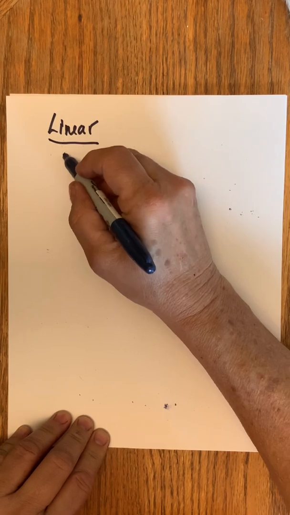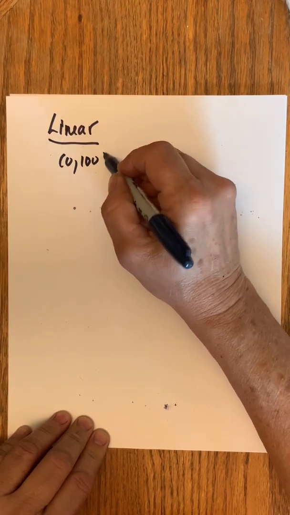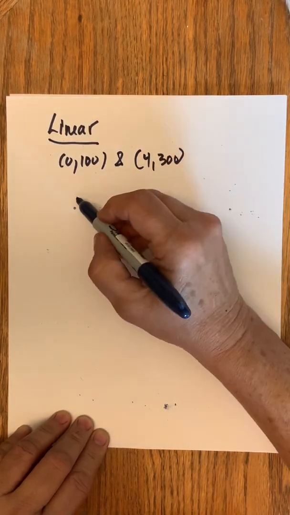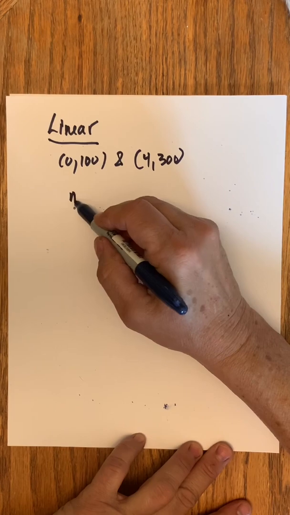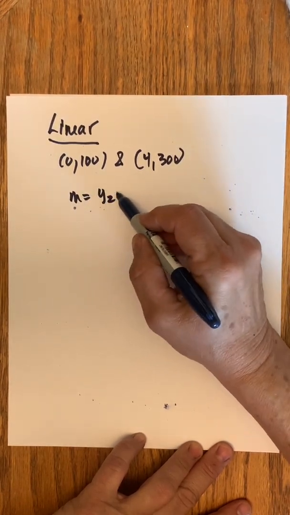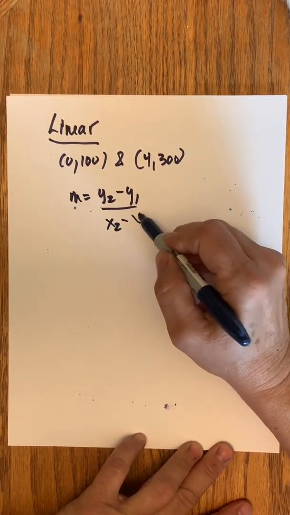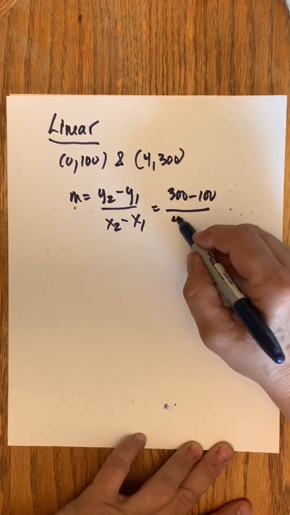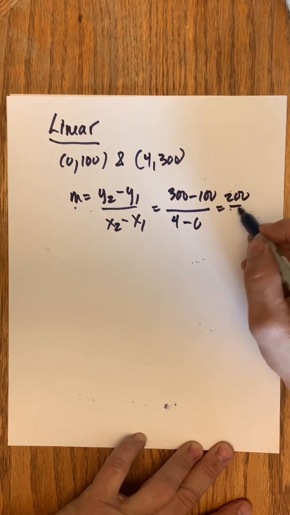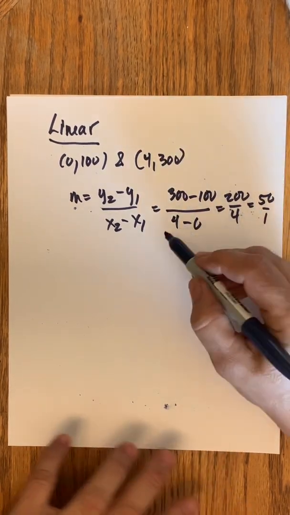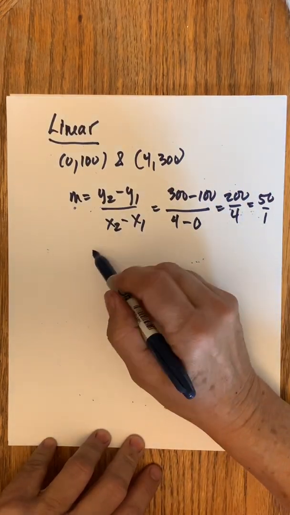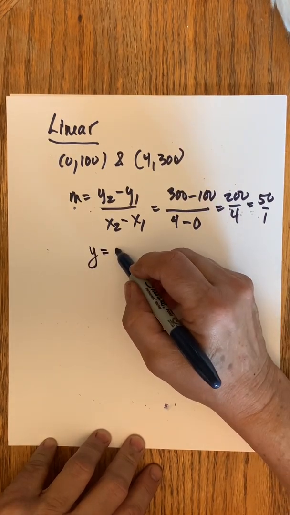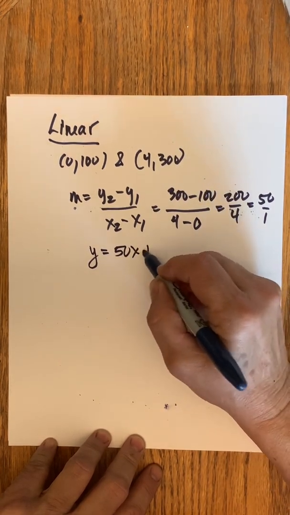All right, you have the 2 points, (0, 100) and (4, 300), and you know your y-intercept is 100. So let's look at your slope. Your slope is y2 minus y1 over x2 minus x1, which is 300 minus 100 over 4 minus 0. So you have 200 over 4, or 50 over 1. So your slope is 50. So your equation is y equals 50x plus 100.